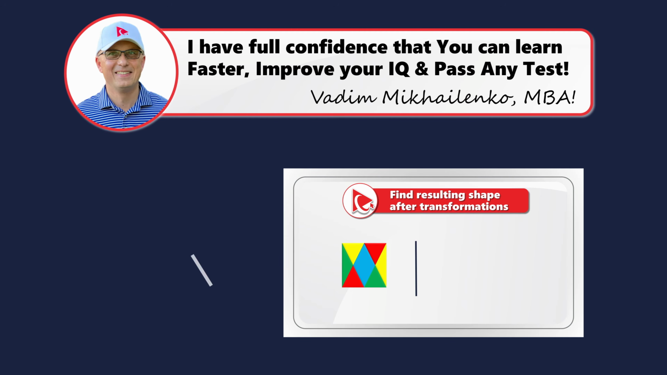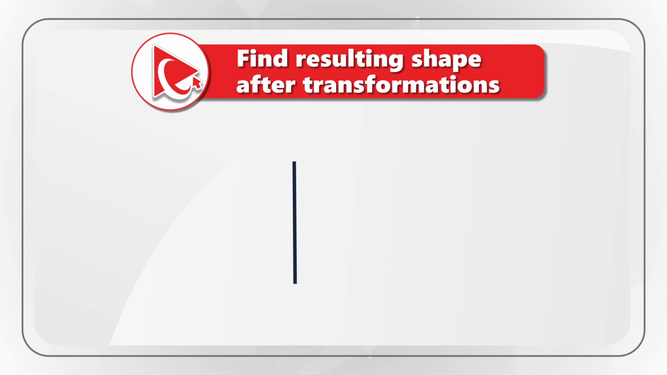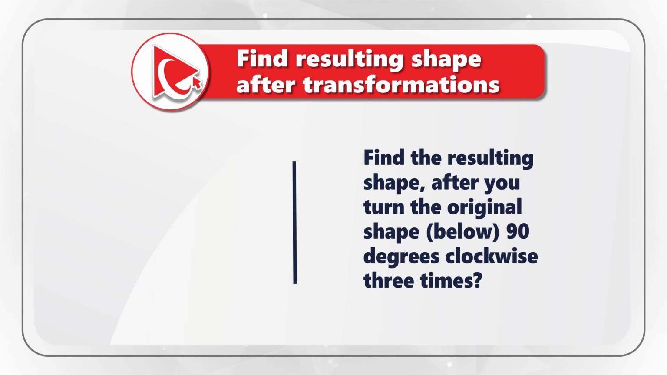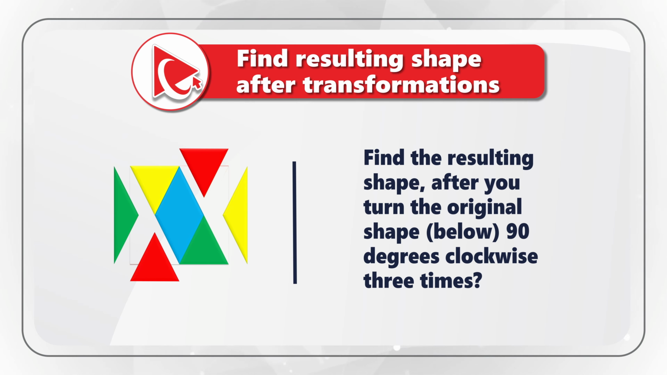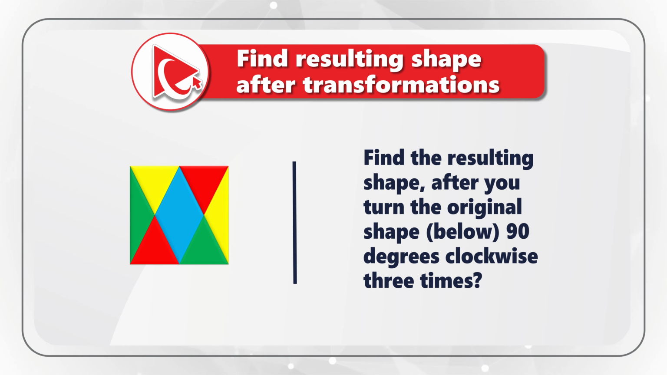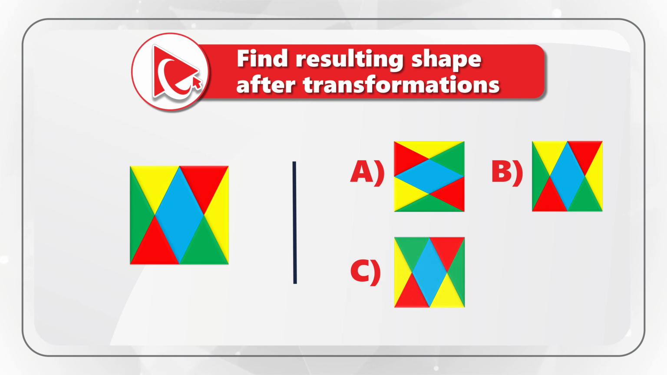I love this challenge because it tests your analytical skills and spatial reasoning skills so well. You need to find the resulting shape after the transformations. You're presented with the square that consists of different triangles of a different color. And you need to turn the original shape 90 degrees clockwise 3 times. You have 4 different choices to select the shape after the transformations: choice A, B, C, and D. Take a close look to see if you can calculate the final solution.